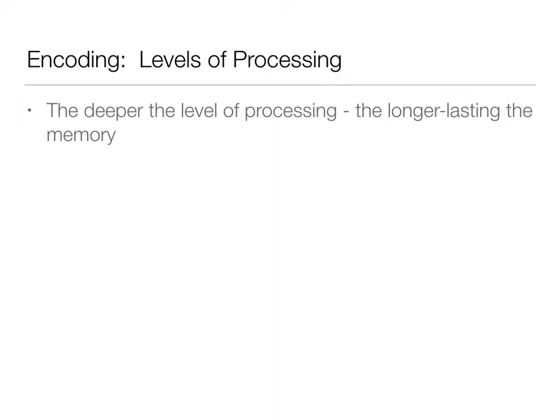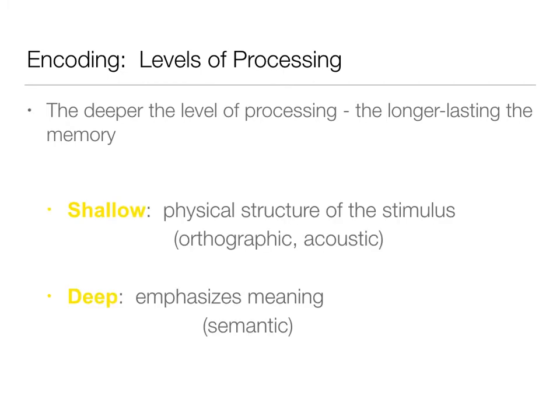So the deeper the level of processing, the longer lasting the memory. The better we encode this information, the deeper we encode this information to begin with, the longer we're going to remember it. So if I asked you to remember a list of words and you thought about how the words sound or how the words look, you're not going to remember those words very long.